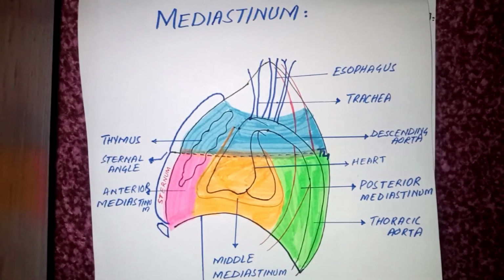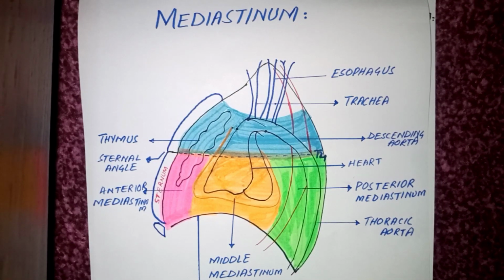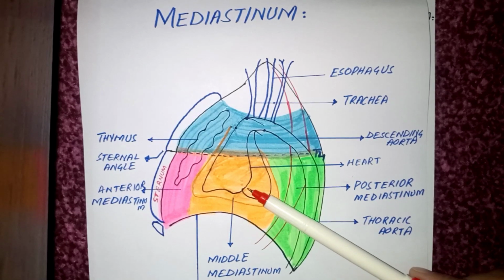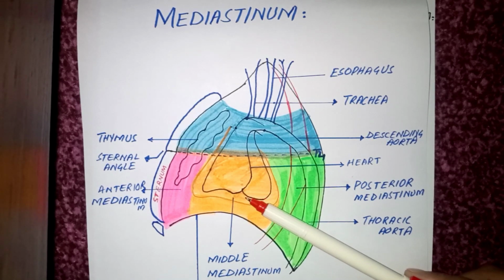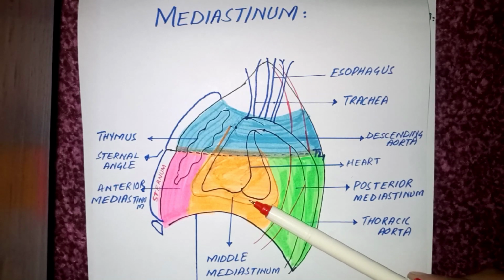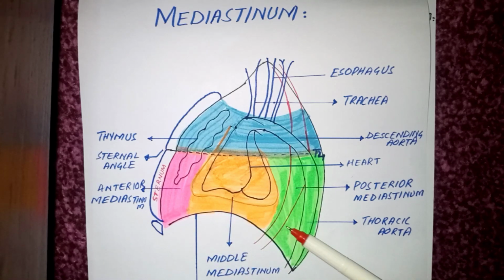Now if we talk about the inferior mediastinum, it is that part of the mediastinum which lies below this imaginary line. This inferior mediastinum is further divided into anterior, middle and posterior mediastinum by the pericardium. As you know, pericardium is a fibroserous membrane that surrounds the heart and the important vessels which go in or come out from the heart. So this pericardium divides the inferior mediastinum into anterior, middle and posterior mediastinum.